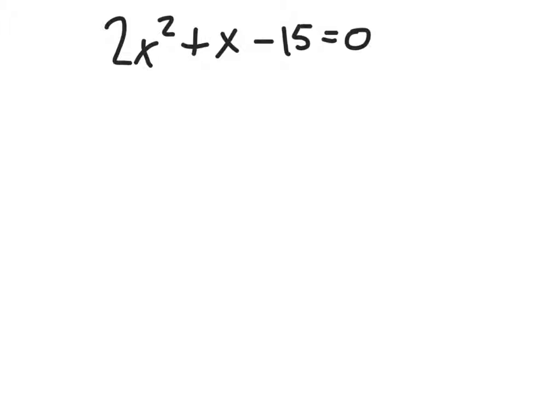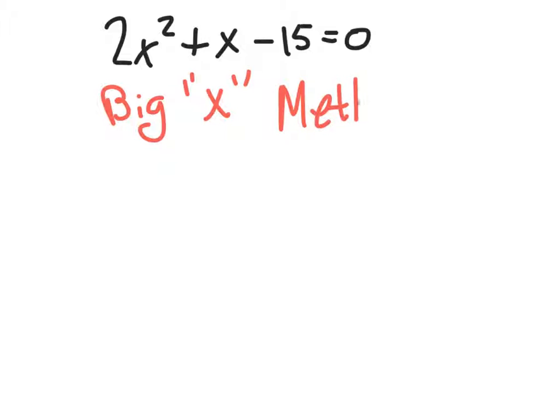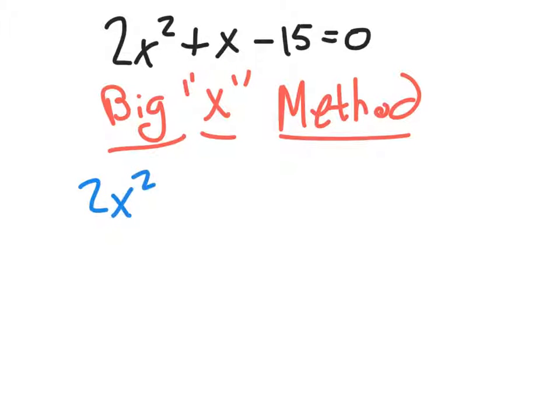And the method that I'm going to teach you guys in class is called the big X method. Okay, so the big X method. Now you may have learned it differently, but this method works every single time. Let's just focus on this left-hand side of the equation. We have 2x squared plus x minus 15.